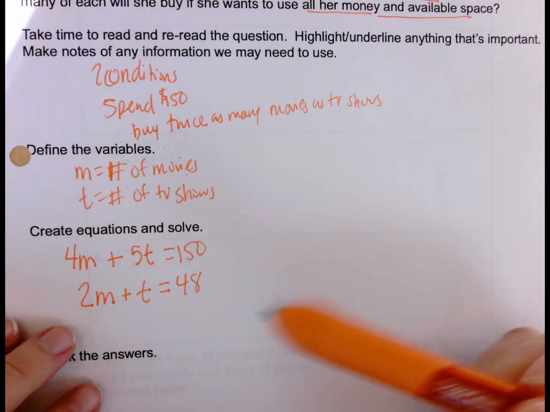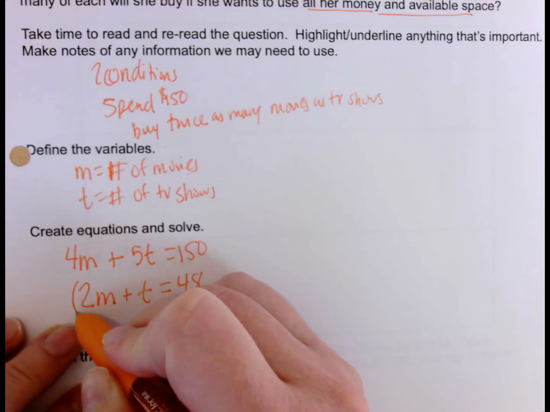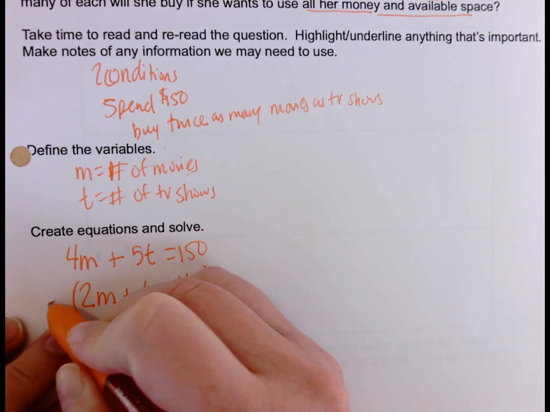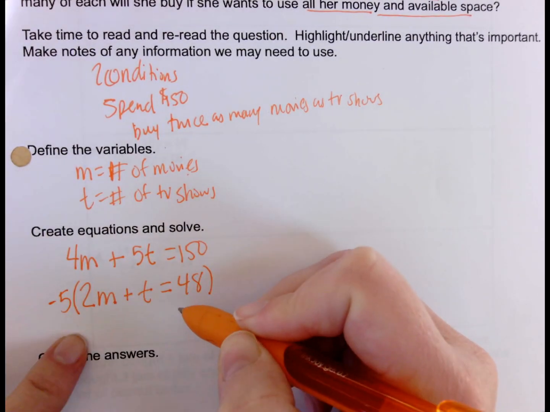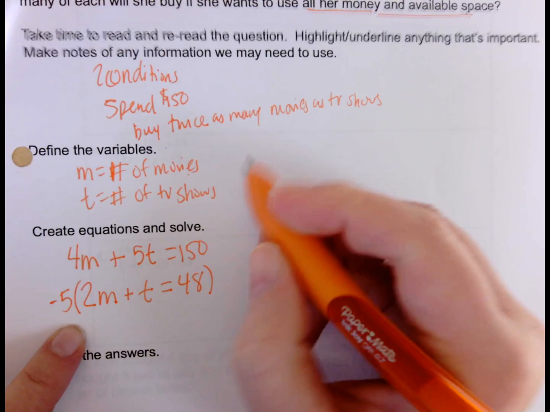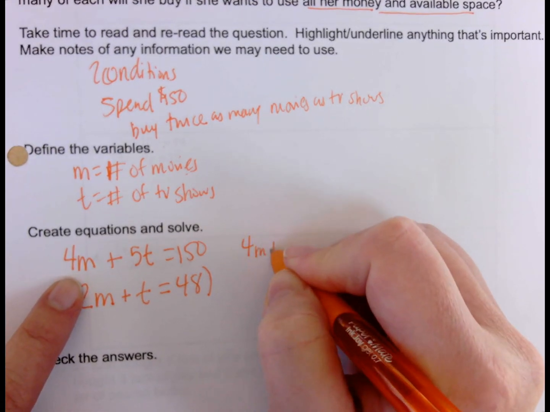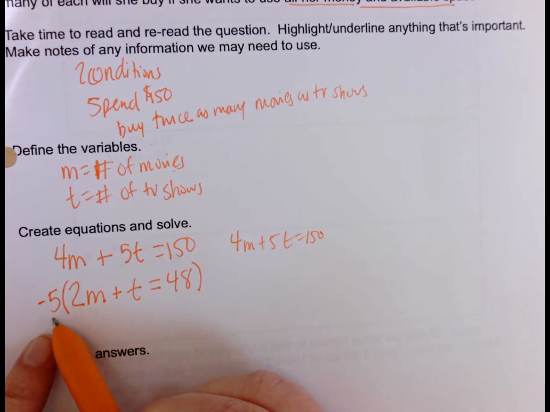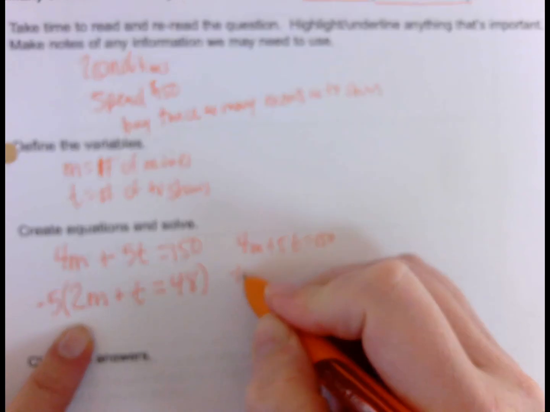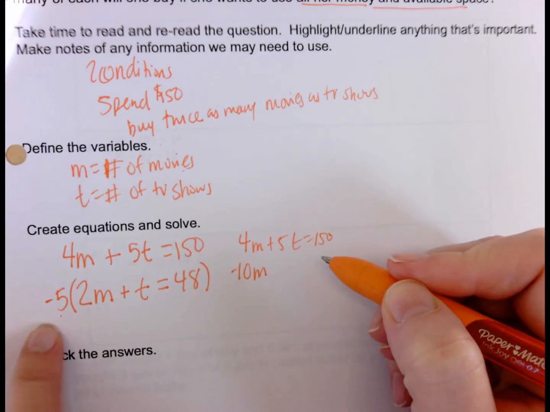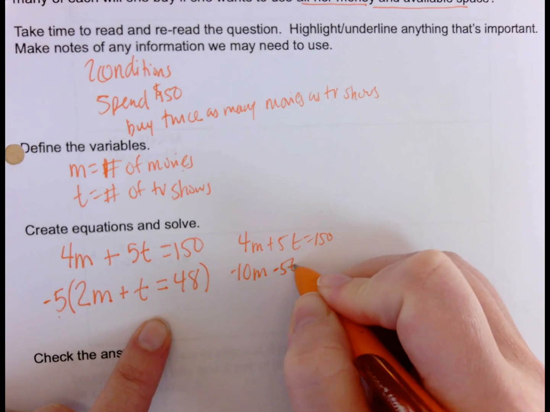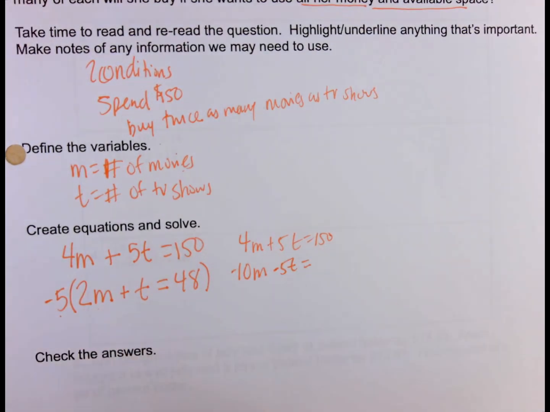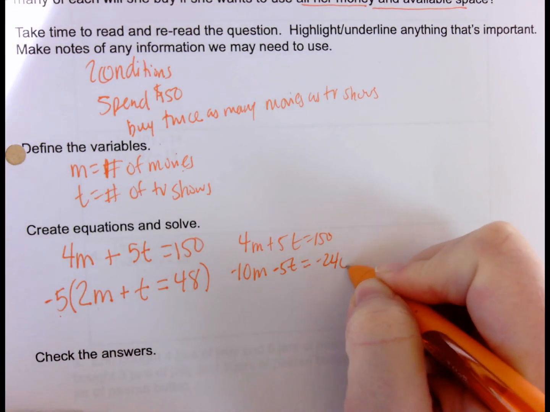Okay, so what I'm going to do is multiply this entire equation by -5. And I'm going to show you what happens. So here's the original, the first one, 4m plus 5t equals 150. And then down here, I'm going to multiply -5 times 2m, it's -10m, -5 times t, that's -5t, and -5 times 48, which is going to give us -240. Okay?